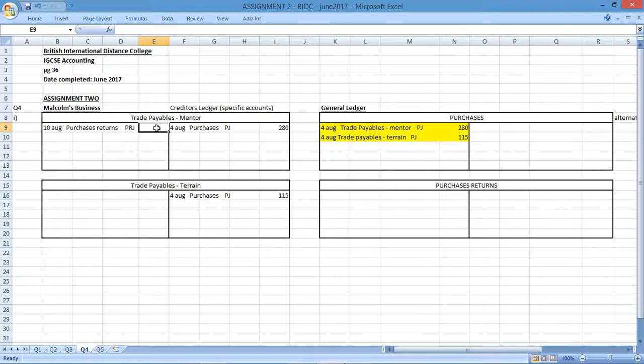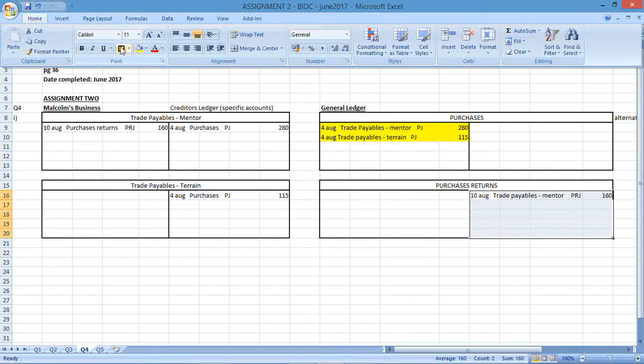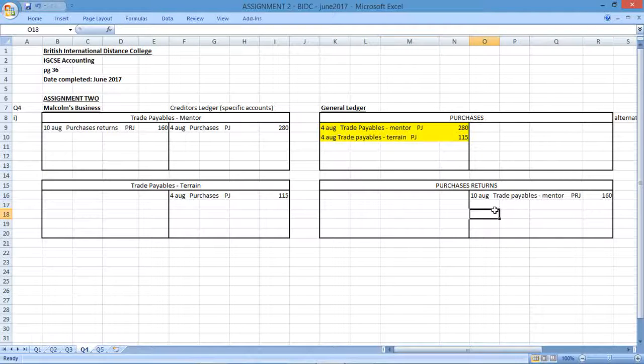How much did they return? 200 minus the trade discount gives you the 160. So 160 is going to be seen as a return. This transaction must be recorded here in the purchase returns, which will be on that side, and we would record this as trade payables, Mentor, from the purchases returns journal, and the amount here was 160. The amount won't change. 10th of August, yes, 10th of August, perfect. That was the purchases returns journal.